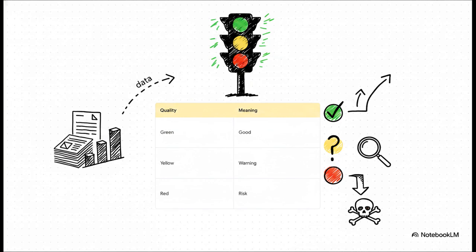As you pull all this data, use a really simple traffic light system to instantly categorize the quality of the financial statements. It's a total lifesaver for guiding your analysis. Green means the metric is fundamentally solid. Yellow is a warning, something's a little off, dig deeper. And red means there is a glaring, immediate risk to the business.